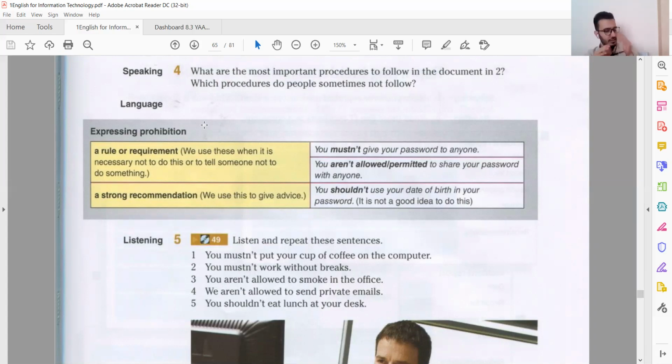طيب إذا ما بدناش نكون كتير صارمين you must و mustn't و aren't allowed و aren't permitted اوكي نعطي نصيحة، strong recommendation. بس ليش تكون نصيحة اللي هي هيك لا بدها تكون ايش نصيحة strong, very strong recommendation. You shouldn't use shouldn't نصيحة أقل حدة من must okay but still it's very strong. You shouldn't use your date of birth in your password. تحطش سنة الميلاد تبعتك لأنه it's easy to predict. So you shouldn't use your date of birth in your password.